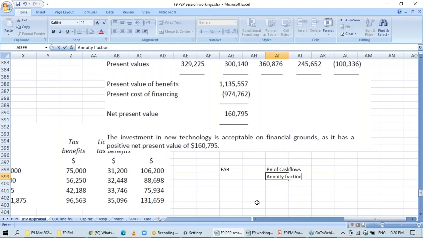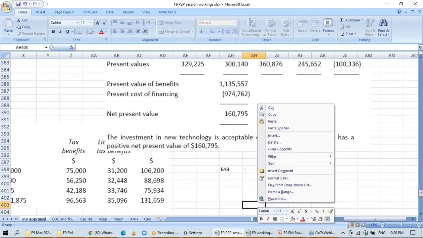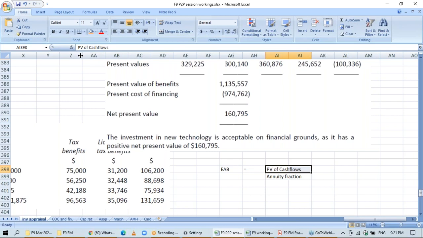In this case, we'll be using the annuity fraction for 4 years because the project is for 4 years. Then we'll compare the EABs for 3-year life assets and for 5-year replacement cycle options. Whichever is higher, we will select that one. So in this case, the NPV is 1,60,795. Divide this by the annuity fraction, which is 3.102 at 11%.